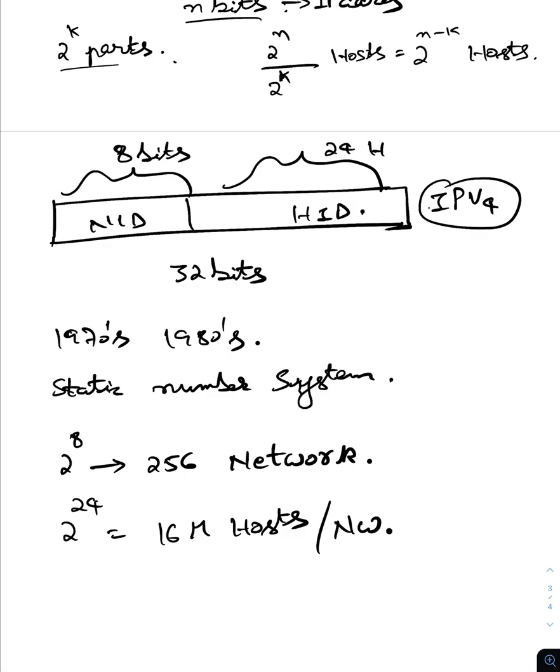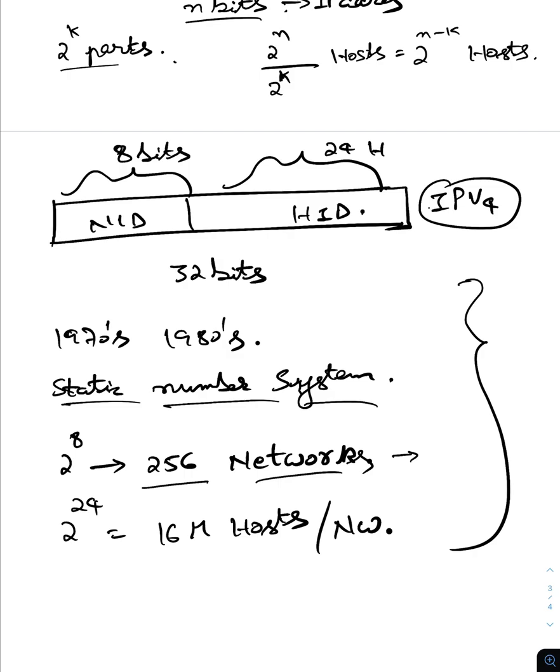So this was the late 1970s and 80s, when there were not many computer networks. They used to have this static number system with just 8 bits network ID and 24 bits of host ID. Your 8 bits of network ID gives you only 256 networks, and each network has 2 power 24, which is 16 million hosts. But this is not used right now, because if you take only one city or one county, it has more than 256 networks now. So it's not scalable. So this system we are not using anymore.